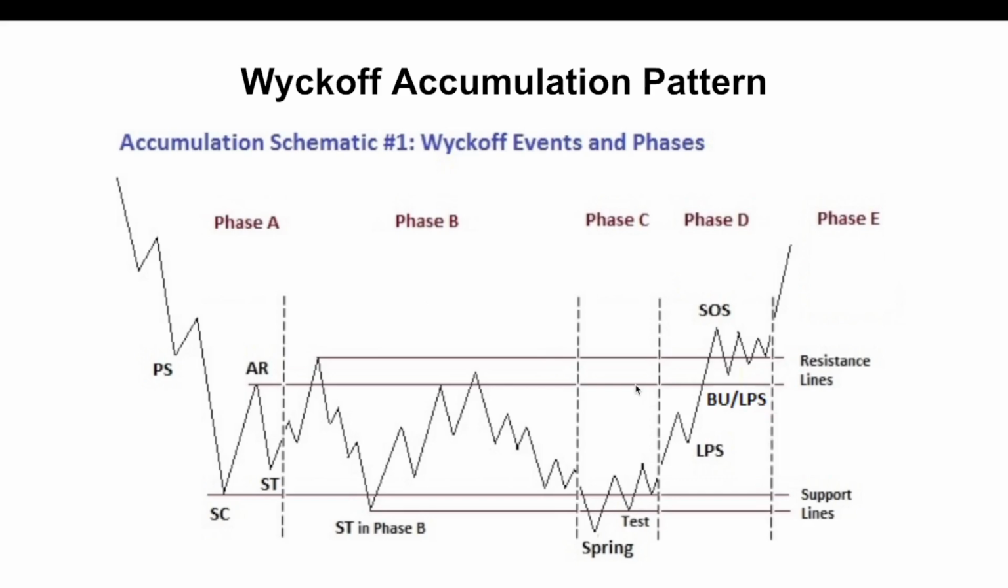So the secondary test, we'll see prices either revisit the lows or it might even undercut the selling climax low. So within this trading range, we might see multiple secondary tests. Then after the secondary test, we have the spring. So the spring is technically the lowest point of the trading range, right? So we can see over here, the spring will undercut both the secondary test and the selling climax.